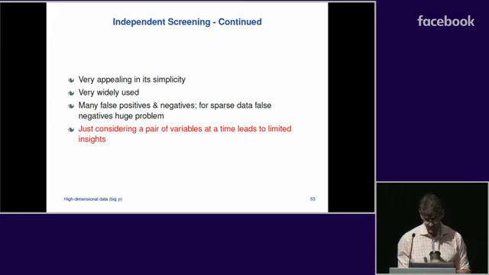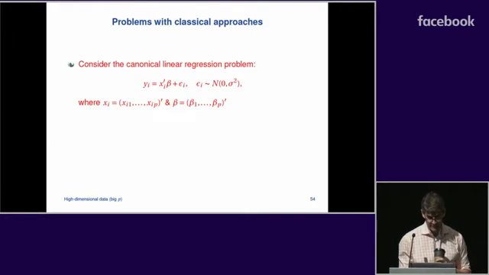Just looking at a pair of variables at a time leads to limited insights. And so let's go into the weeds a little bit. Let's say we have a linear regression model. We have some response y_i on patient i, and we model the effect of all the biomarkers with x_i' beta, a bunch of genetic features, and their coefficients are beta. And let's put a little Gaussian error on there.